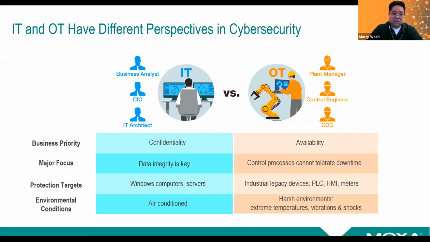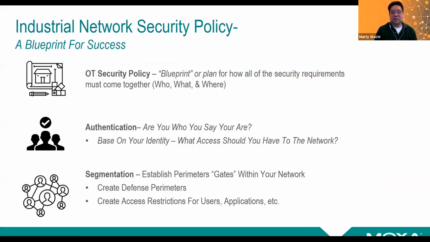So if we look at this overall, we discussed how the security policy is really a blueprint or plan of how all these things come together, of the who, what, and where. If we drill down a little bit further today, we're going to focus on two pieces: authentication and segmentation. Authentication is about, are you who you say you are? Based on your identity, what should you have access to from a network perspective?